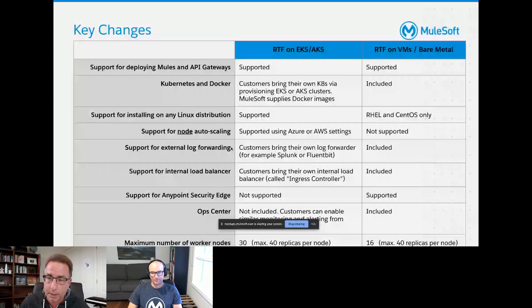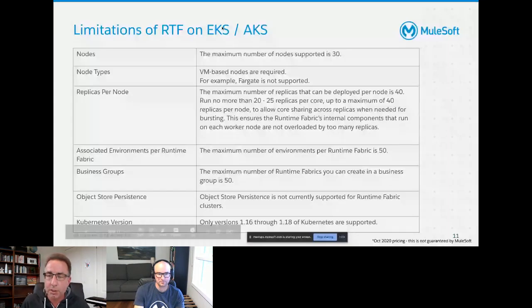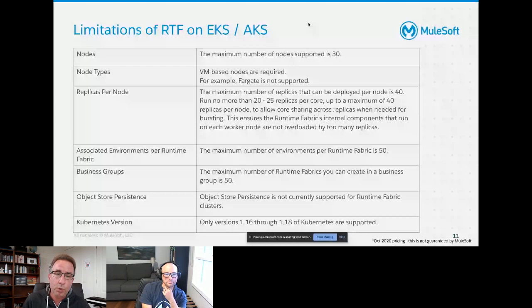All right. I'm just going on to the next slide, which talks about this a little bit as well. So here are some of the limitations, but again, certain things have been improved actually. The maximum number of nodes supported is 30. Node types, you have to use VM-based nodes. So if you spin up EKS, for example, under the cover, essentially you get EC2 instances. Fargate is something that we are not supporting at this point.